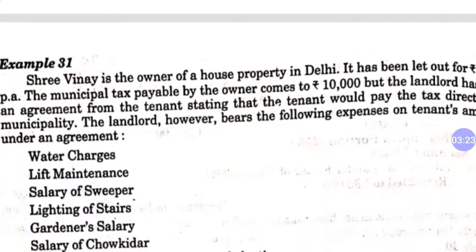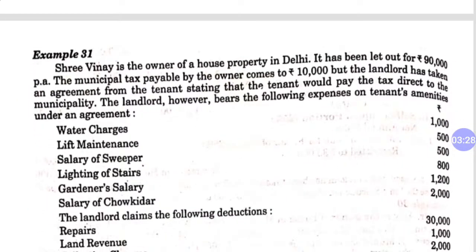This next category of question is related to house property, with a very important provision called composite rent. In this question Shri Vinay is the owner of a property, and his property has been let out for rupees 90,000. Municipal tax is rupees 10,000, which is paid by the tenant. The landlord however bears the following expense on tenant's amenities. When amenities are provided by the owner to the tenant, the value of these amenities will be deducted out of composite rent in order to get de facto rent. This de facto rent is your GAV, and on this we will calculate your income from house property.